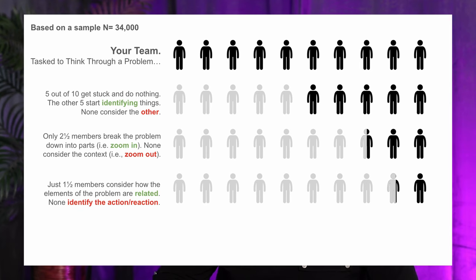So here's the number for R. Of your 10 people at the table, only one and a half people actually see relationships at all, between and among ideas. Honestly, it's frightening. It's also kind of like, yeah, that checks out, in real life and in my experience, with everybody we talk to.